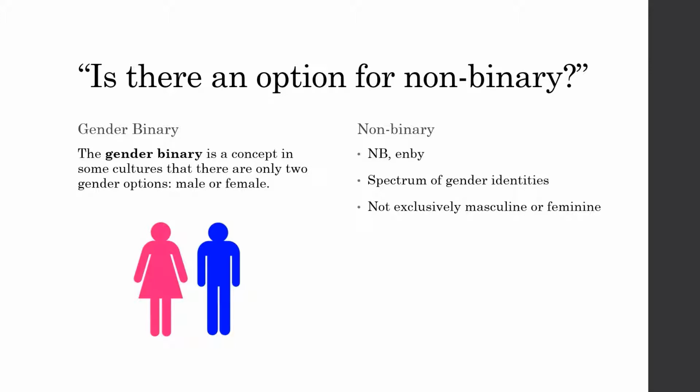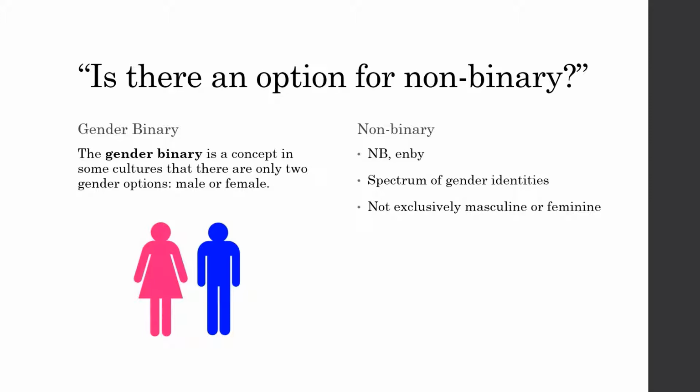So non-binary. In order to understand what non-binary means, you of course have to understand what binary means. And this is of course speaking about the gender binary. So the gender binary is a concept in some cultures that there are only two gender options, male or female. So duality, binary, two. Now, it's specifically worded this way because this is only present in some cultures. There are many cultures across the world that have more than two gender options. So, of course, non-binary would be anything outside of this binary.